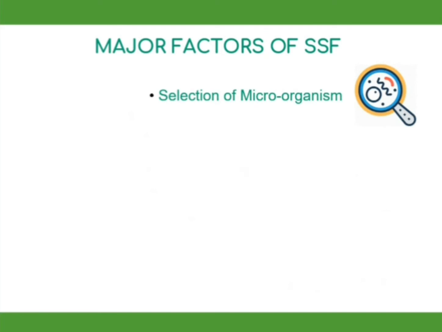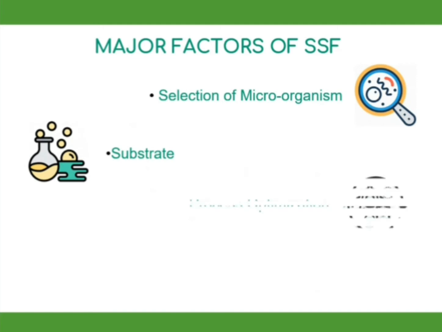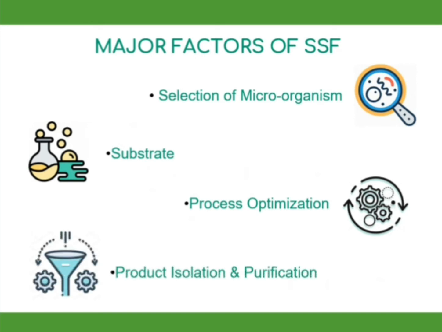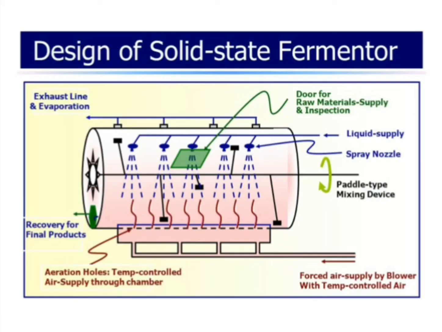Major factors that affect solid-state fermentation include the selection of microorganisms, the substrate used, for example, the amount of lignin and hemicellulose that it contains, process optimization, and product isolation and purification. This is a basic design of a solid-state fermenter.